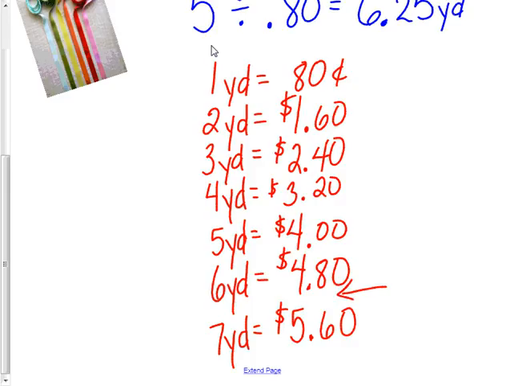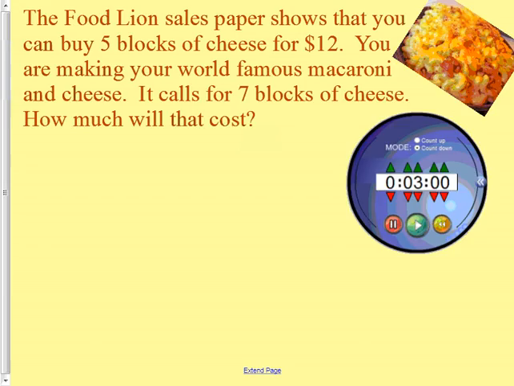Now notice I can definitely see from that it has to be somewhere between 6 and 7 yards, and it's going to be closer to 6 than it is 7 yards because I only have $5 to spend, and 6 yards is $4.80. So I could go so far even as to say, well, if each yard is 80 cents, I can spend 20 cents more. So that's 20 is 1/4 of 80. I can buy 1/4 of another yard, or 25 hundredths. So that's how I could solve that particular problem.